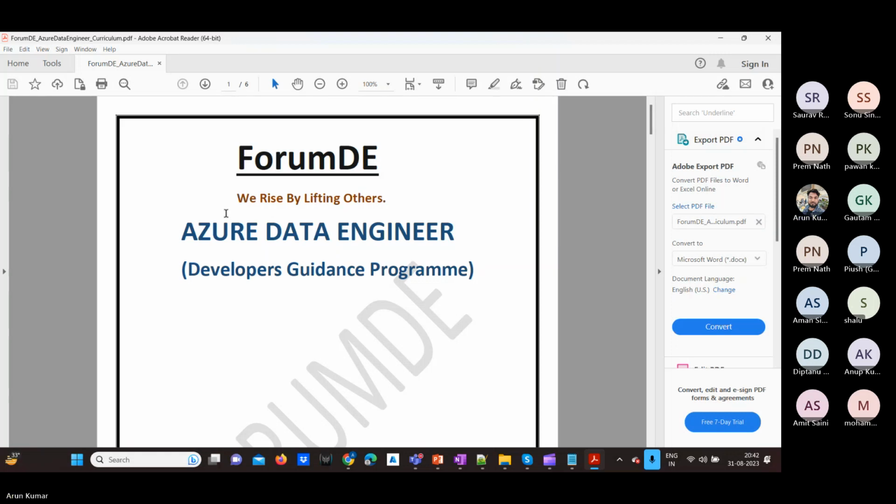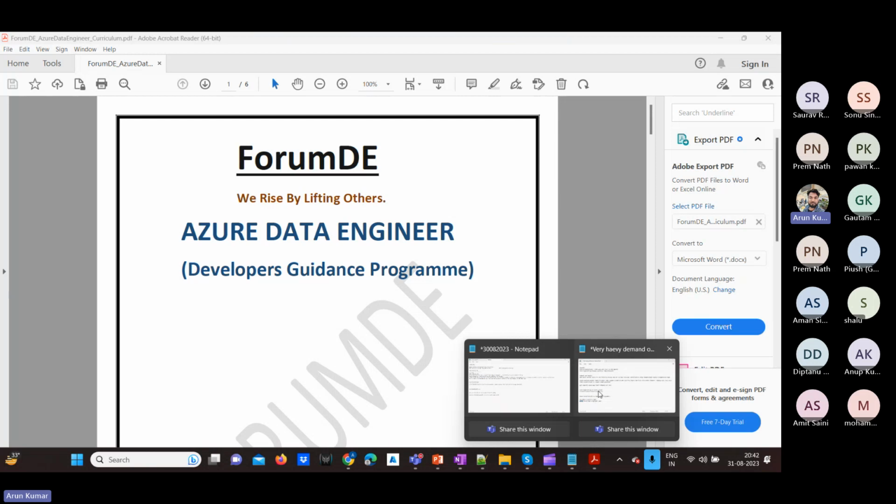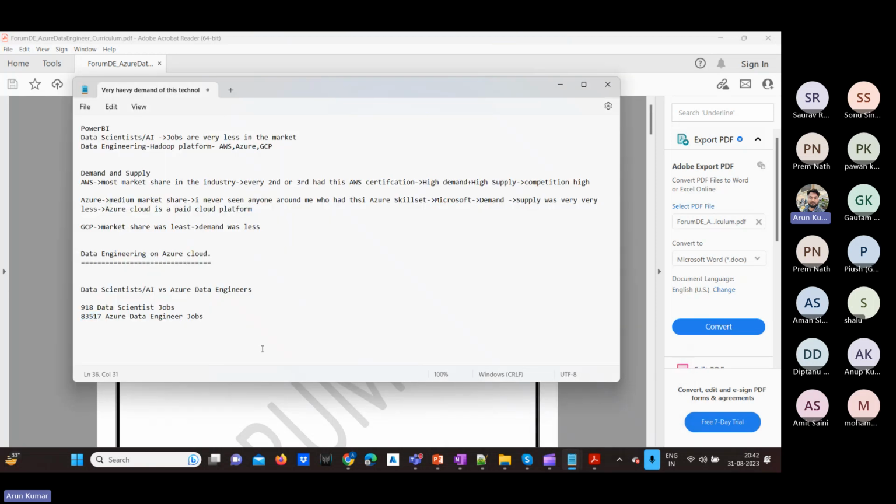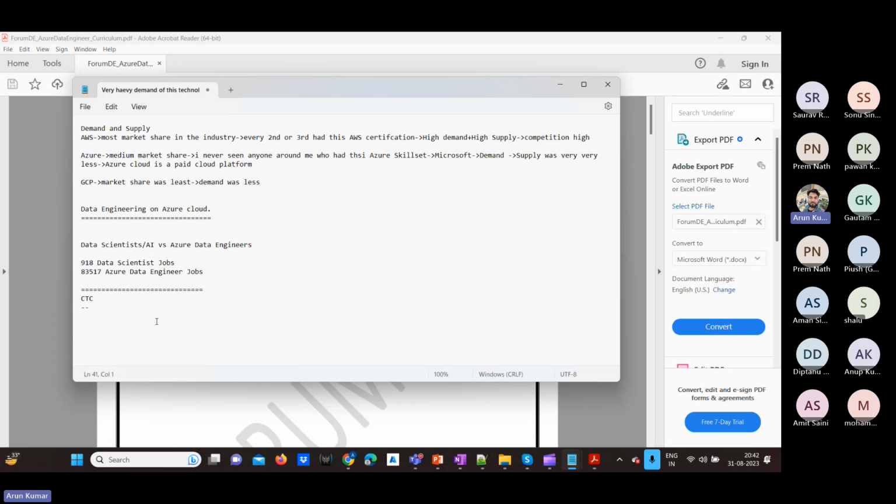Okay. So now, before exploring the syllabus, let me tell you a few more things. What is the CTC that you get after learning this Azure Data Engineering profile? It really depends on what your current CTC is.